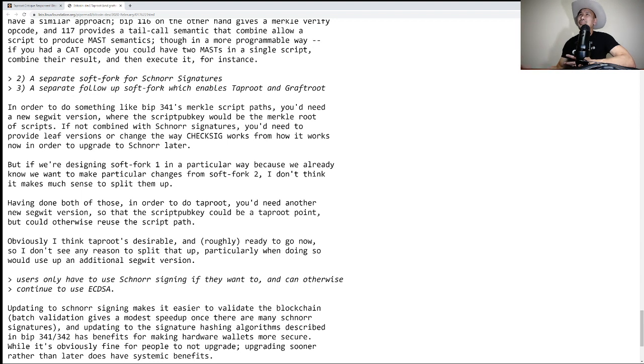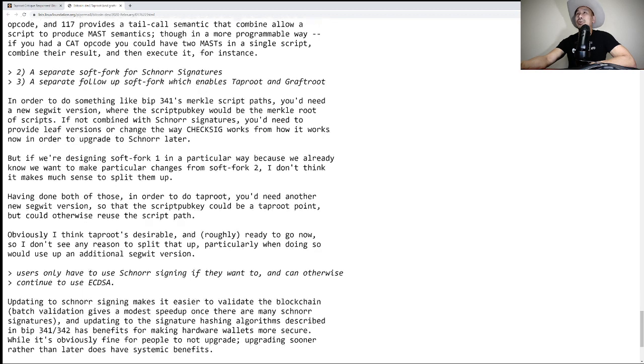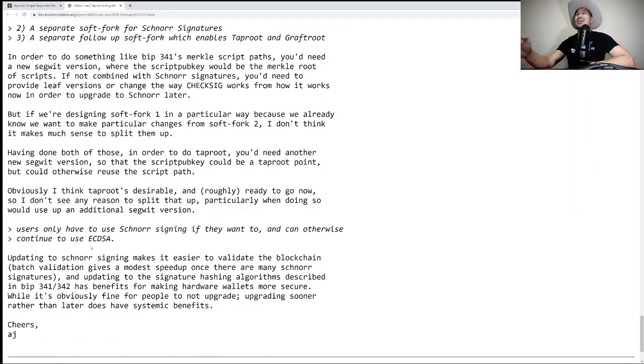In order to do something like BIP 341's Merkle script paths, you need a new SegWit version where the script pubkey would be the Merkle root of scripts. If it's not combined with Schnorr signatures, you need to provide leaf versions or change the way checksig works from how it works now in order to upgrade to Schnorr later. But if we're designing soft fork 1 in a particular way because we already know we want to make particular changes from soft fork 2, I don't think it makes much sense to split them up.